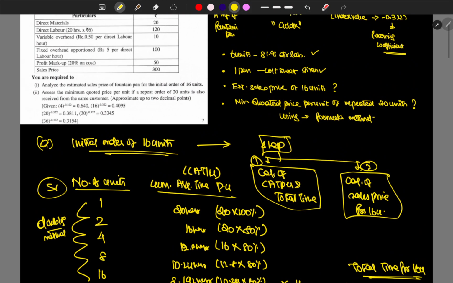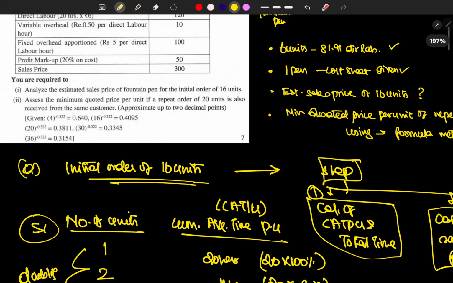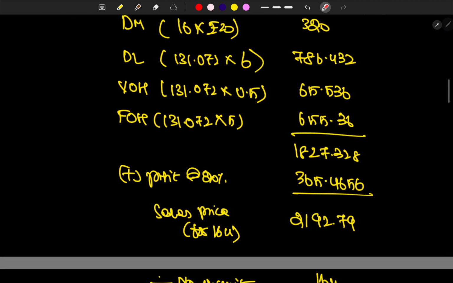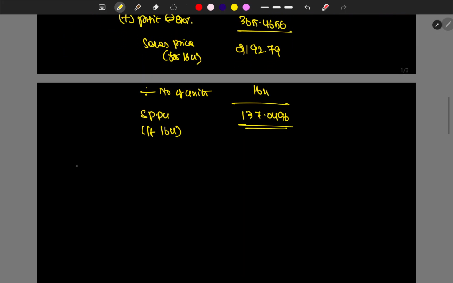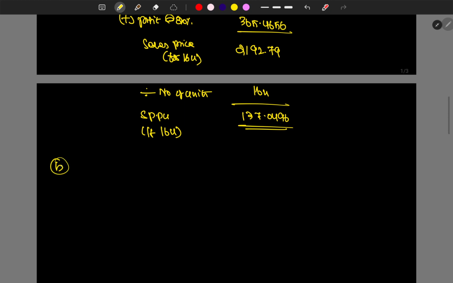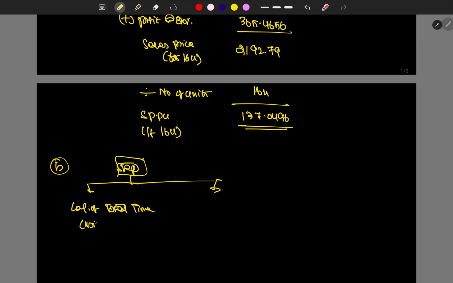Now, what if we assess the minimum quoted price for a repeated order of 20 units that is also received from the same customer? We are producing the extra 20 units for the same customer. So what will be the cost for him? Let's prepare the approach table steps, which is the calculation of total time using the formula method.